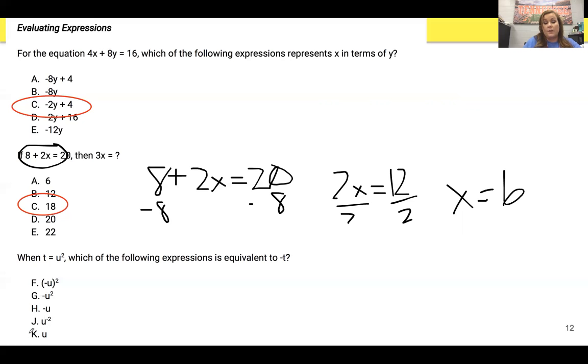So if I have a u, that ain't going to be it. u to the negative 2 is going to be 1 over u squared. That ain't going to work. Negative u, that's not going to work because I got to have u squared. Got to be u squared somewhere in there. This one is not it. No. Students get this messed up a lot of times. This is u squared times negative 1. That's not going to give you negative t.